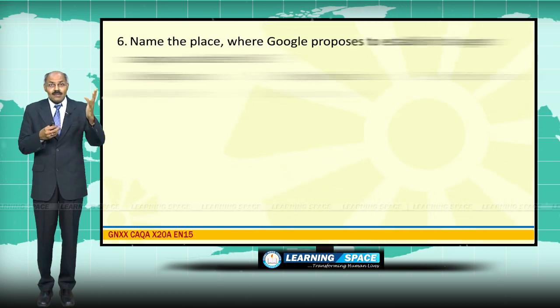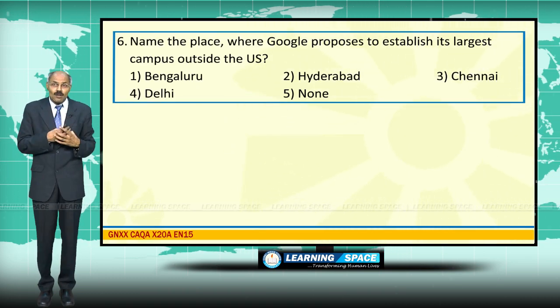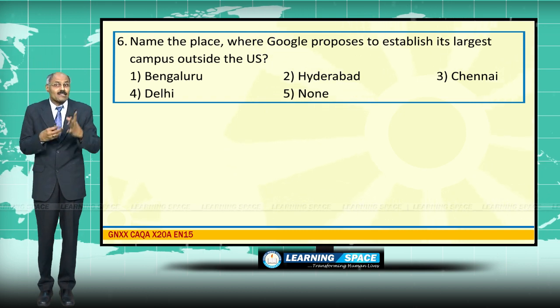Please look into the next question. Name the place where Google proposes to establish its largest campus outside United States of America.